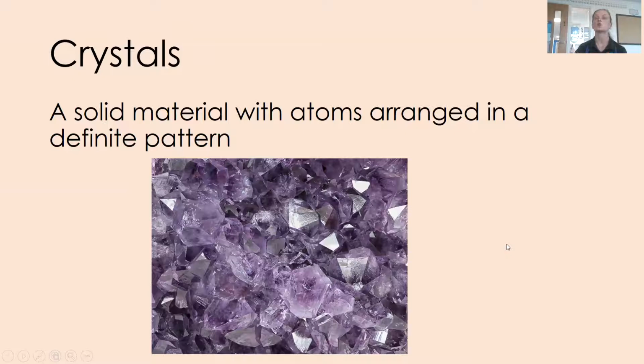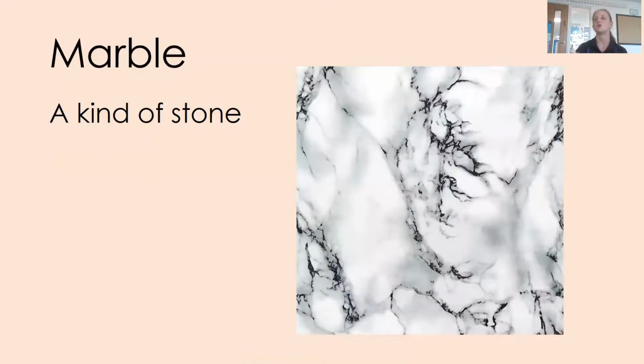Our next word is crystals. Crystals are a solid material with atoms arranged in a definite pattern. So they're very much like rocks, but they are often shiny and gemstone-like, but it is a solid material and they are crystals. Our next word is marble. Marble is a type of stone that you can find, and it may look something like this picture.